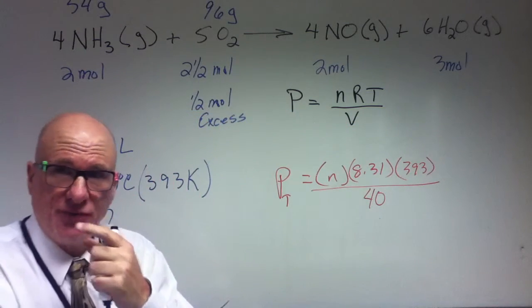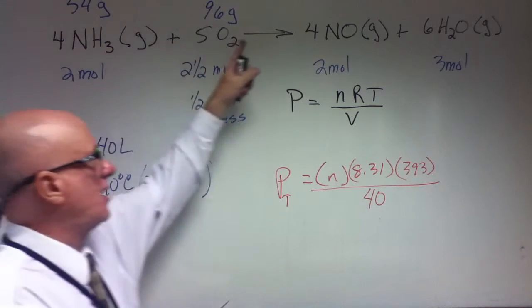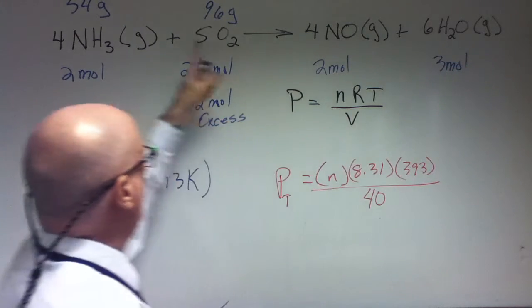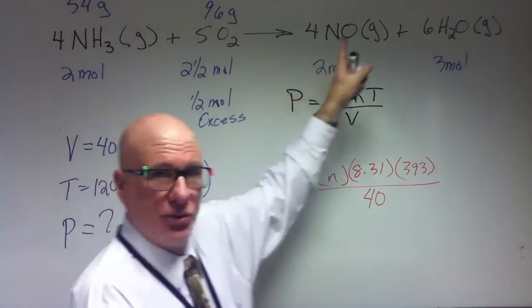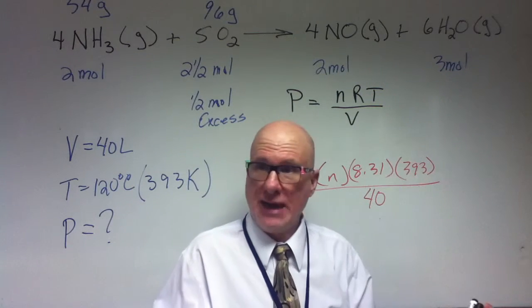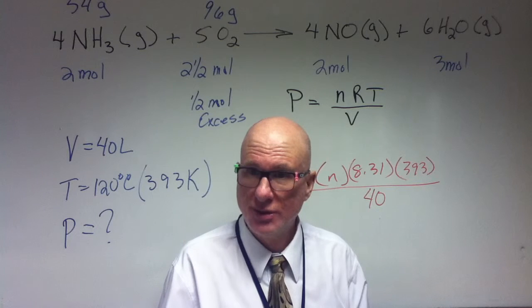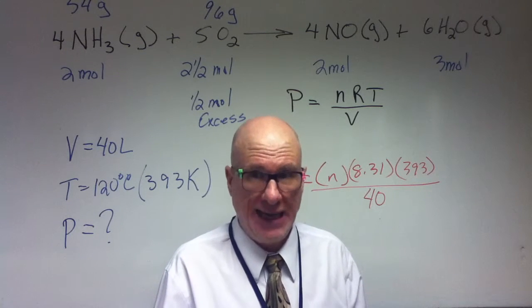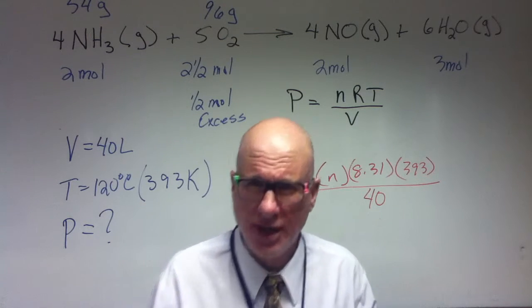Well, let's review what I have. Normally this would be 4 to 5 to 4 to 6, right? But I have 2 moles. 2 to 2.5 to 2 to 3. Are you okay with that? So what's the total number of moles that's being produced? You can add, right? Anna, what do you think? 5. You knew that though, right?